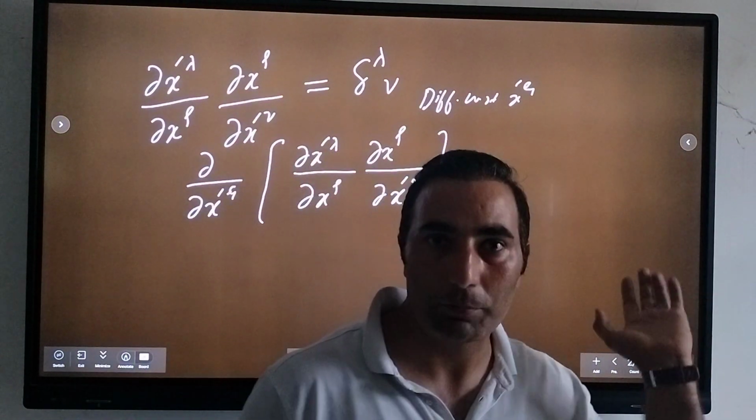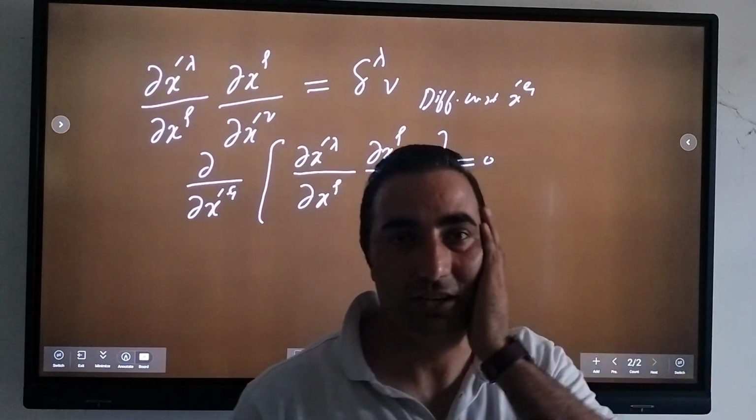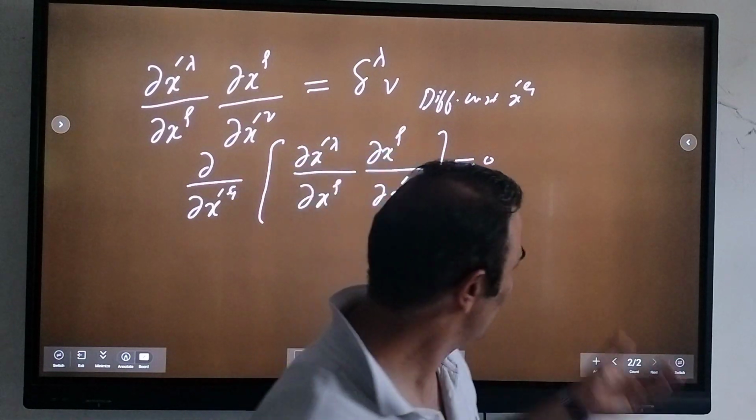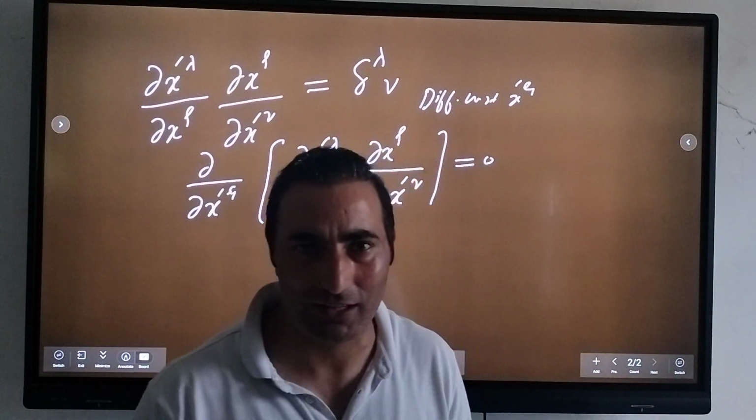Because this is simply the Kronecker delta, right? It's simply a constant value, either it can be 1 or 0. So it's simply a constant, so its variation will be equal to 0. So this is very clear to you, right?